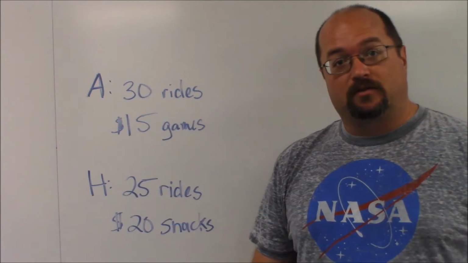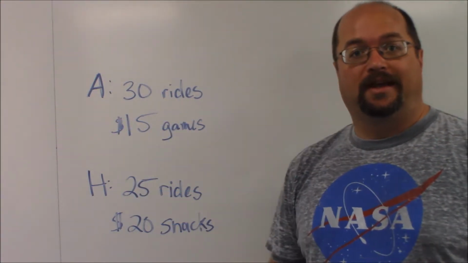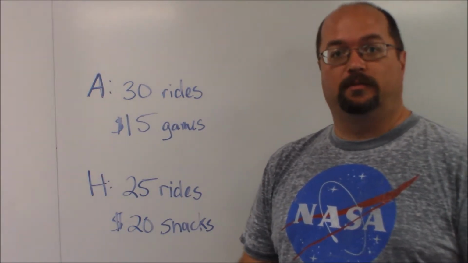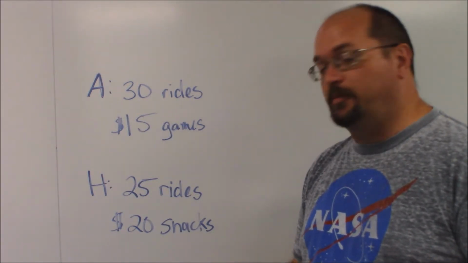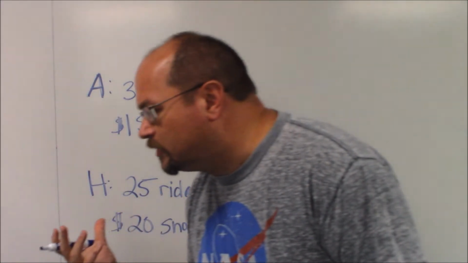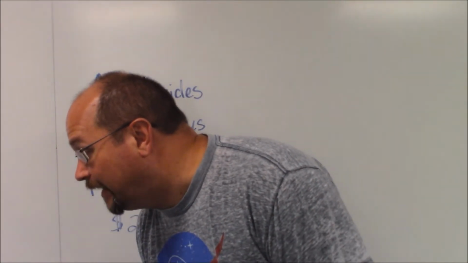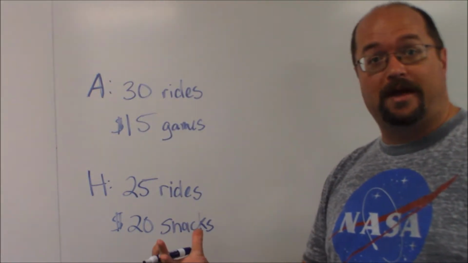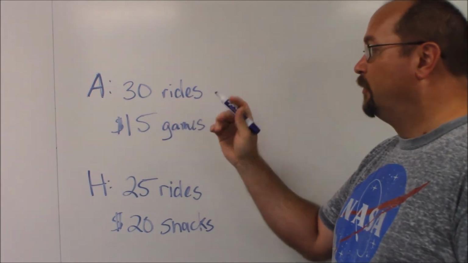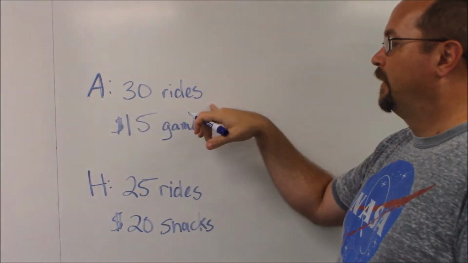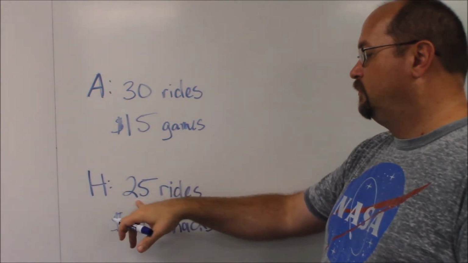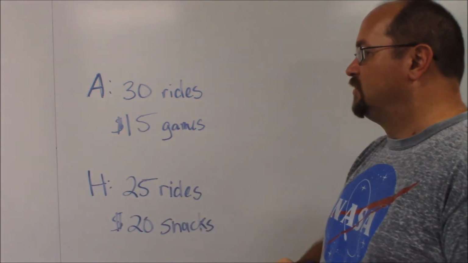So for this last question in this problem set, we are again asked to create an equation. We know the two sides are going to be equal because it asks us to come up with a situation where Araceli and Hugo spend the same amount of money. All right, so this is the information we're given. Araceli, I hope I'm pronouncing that correctly, rode 30 rides and then spent $15 in games. And then Hugo did 25 rides and then $20 in snacks.